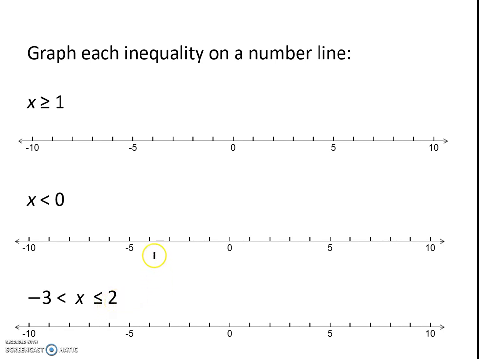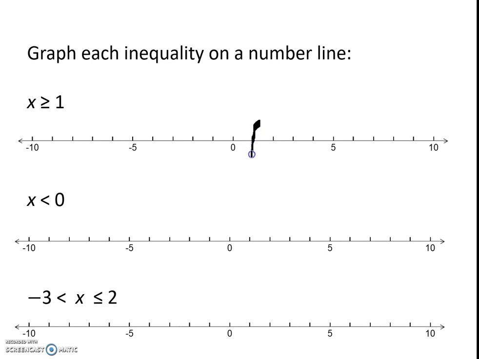The first thing we need to go over is that if we have greater than or equal to, or less than or equal to, we use a bracket. If we do not have the equal to, we use a parenthesis. That being said, let's look at x is greater than or equal to 1. So we are going to be looking for a bracket.